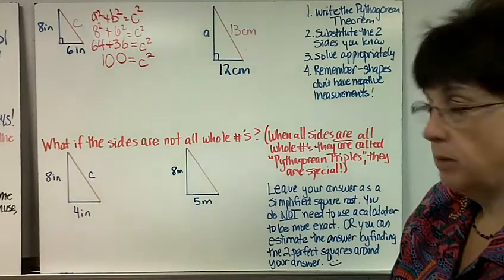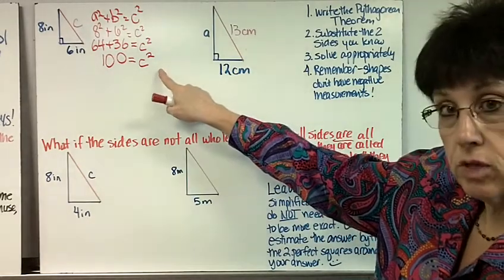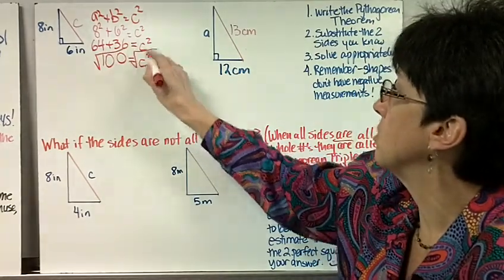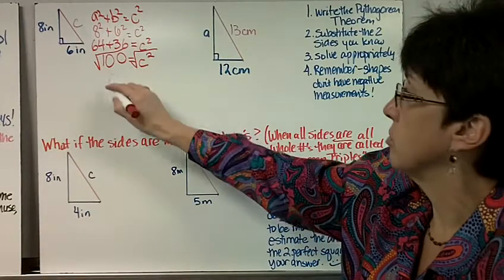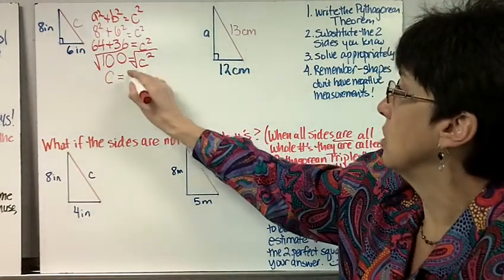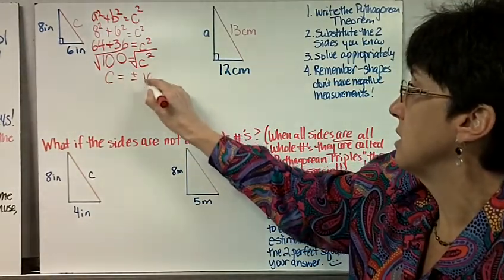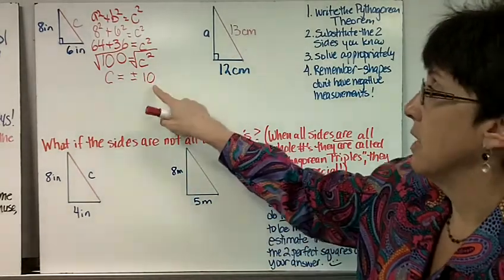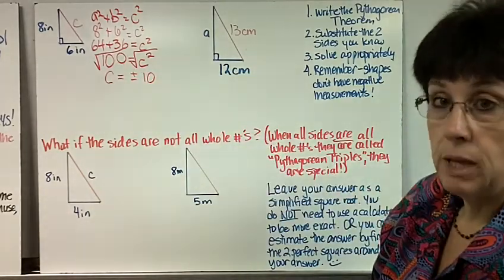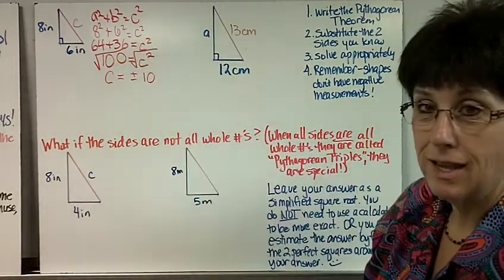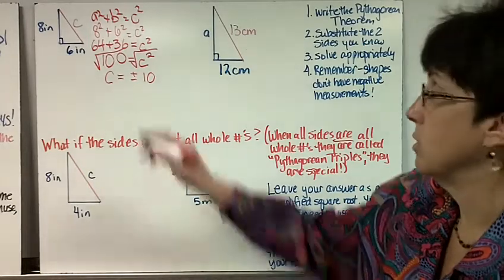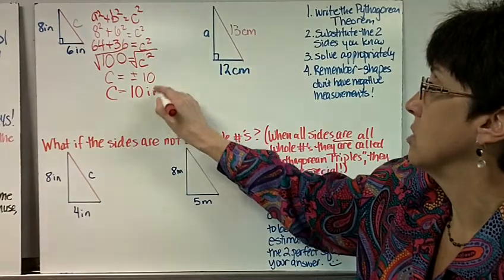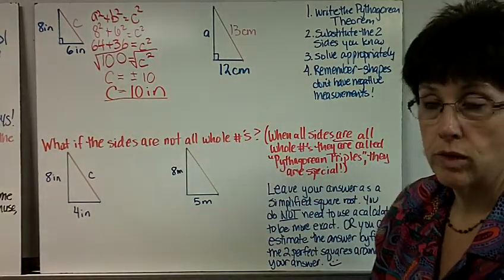Now, how do we solve a problem that's squared? What's the inverse operation? Taking the square root. So we take the square root of both sides, and I'm going to flip it over and write C first. So C could equal plus or minus 10, because when you're doing the square root, you're thinking what times itself is this number, and 10 times 10 is 100. But in this case, we can't say it's negative 10 because there's no negative measurement in geometry. So C equals 10 inches. Your final answer has to have your measurement with it.